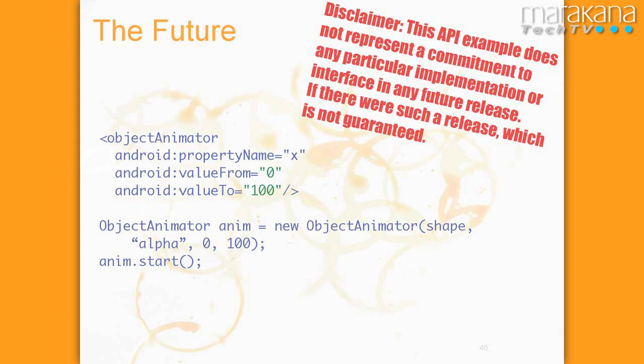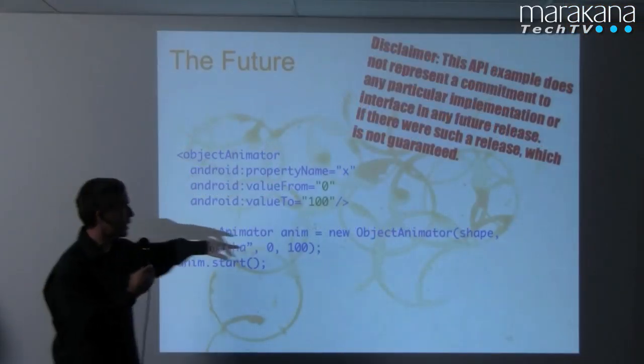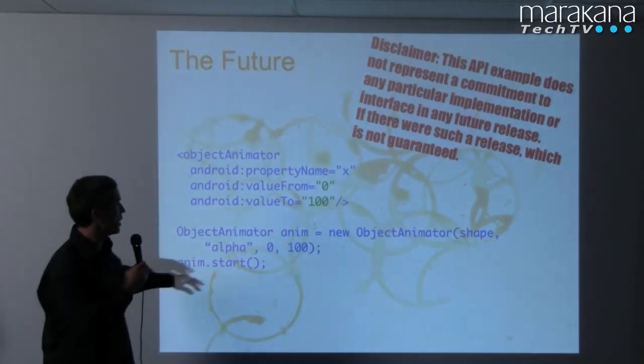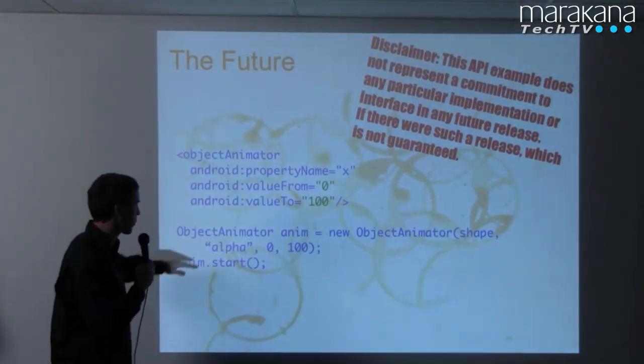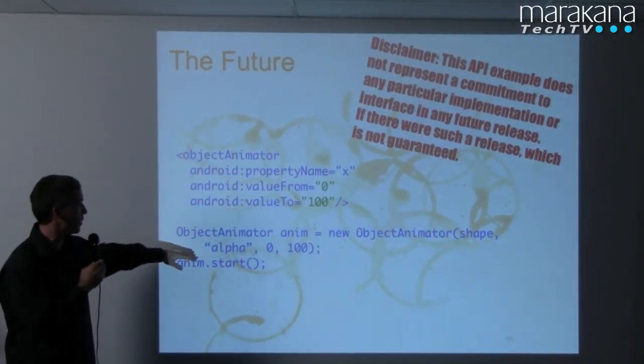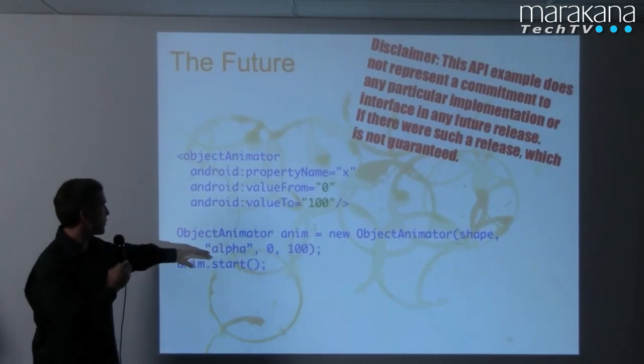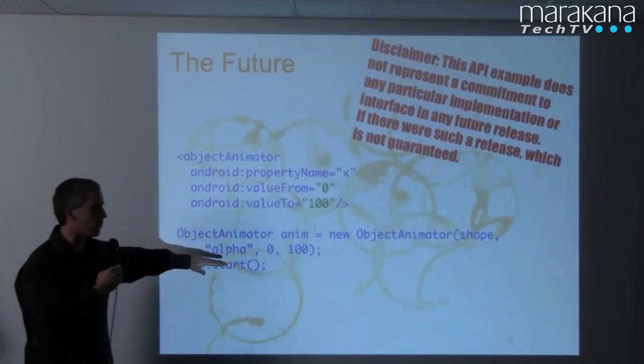So in XML, you could say something like, okay, well, here's this object animator object instance that I'm going to use, and this is what I'm going to animate. I want to animate a property called X. That's on some target object that's not specified here. And I want to go from a value of 0 to a value of 100. In code, the way to do that in Java code would be to say, okay, let's create a new one of these objects. We're going to target this object here, some shape object that happens to have an X property, a setX method. Or actually, this one's animating alpha, so it's going to need a setAlpha method on that object.